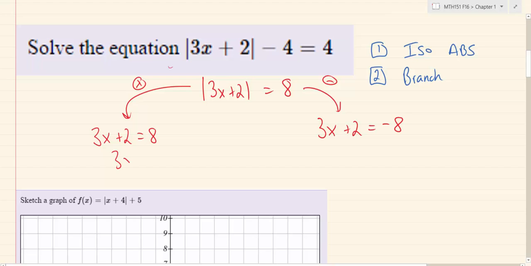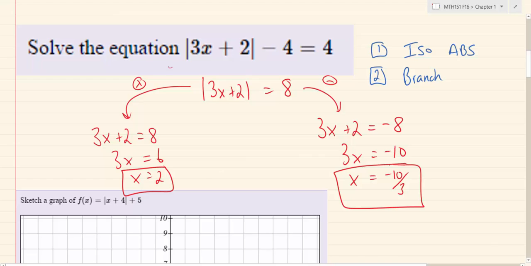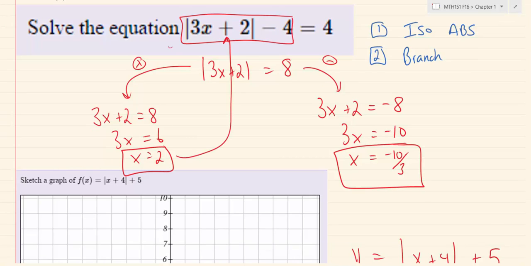Fantastic. So 3x equals 6, x equals 2. So there's one solution. 3x equals negative 10, x equals negative 10 thirds. There's your other solution.